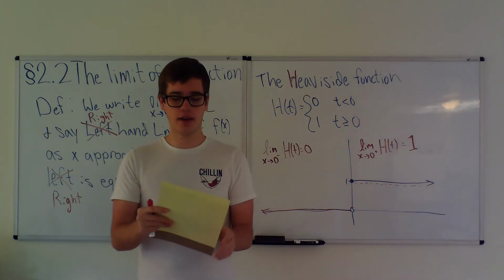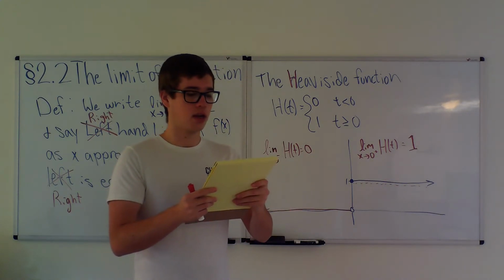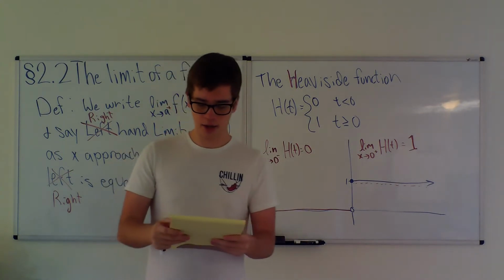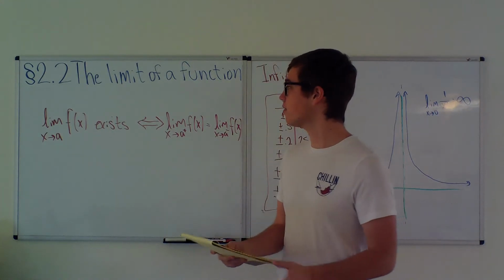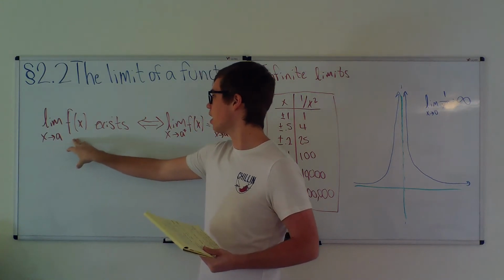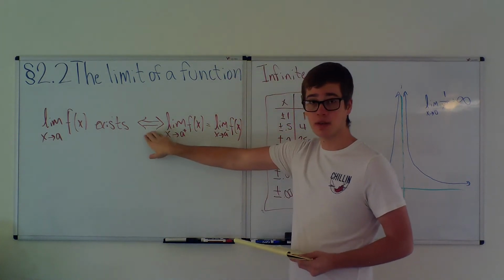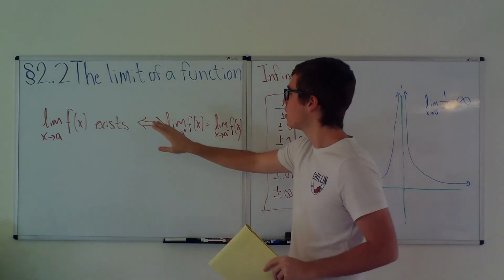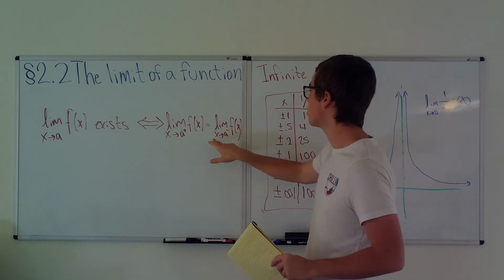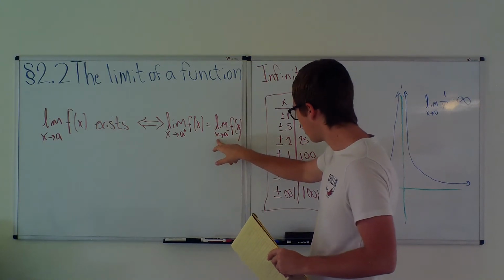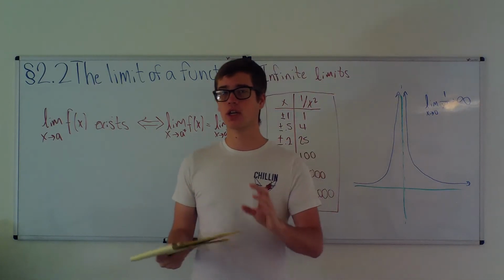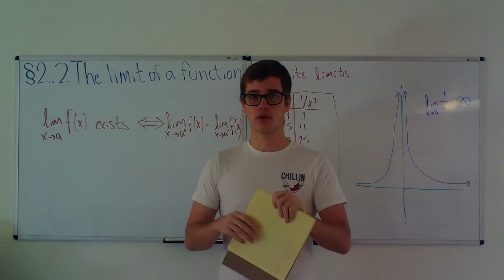So now we can use the definition of one-sided limits to ascertain if the limit of a function actually exists. The limit as x approaches a of f of x exists if and only if the limit as x approaches a from the positive side of f of x is equal to the limit as x approaches a from the negative side of f of x. So, the limit of a function exists if both sides approach the same place.